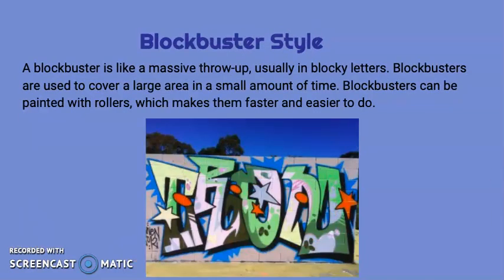The next style we're going to talk about is called blockbuster style. This is, like it says, a massive throw up, so it's a little bit larger, and the letters are blockier, so they don't have those rounded edges. You can see there are sharp angles, and these are called serifs, which are these points that go up or end the bottom or top of a letter. And this can be done pretty quickly by using a paint roller because you are making straight lines, and then you can go in and spray paint little details, and it usually has some more artistic elements to it as well.